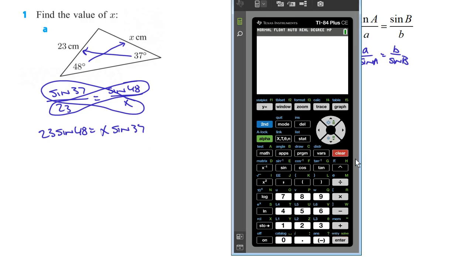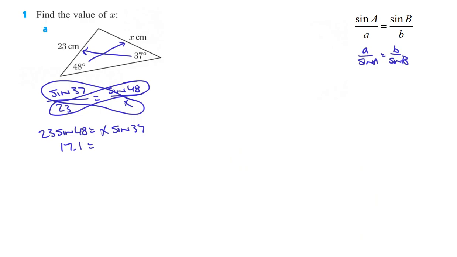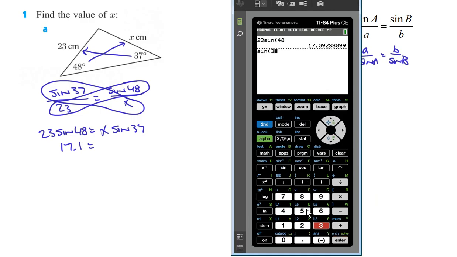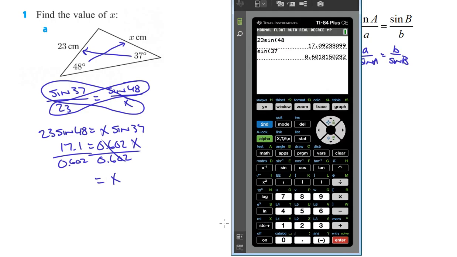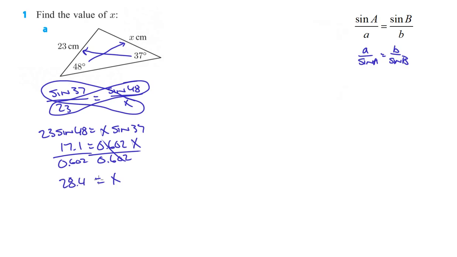So to figure that all out, 23 sine 48 gives us 17.1. And then over here, the only thing we can figure out is sine of 37, and that is 0.602, and then times x, right? So divide both sides by 0.602, and that will tell us what our x has to be. So 17.1 divided by our answer, and we get about 28.4. And officially those should be squiggles, but anyway, that's fine. 28.4 centimeters.